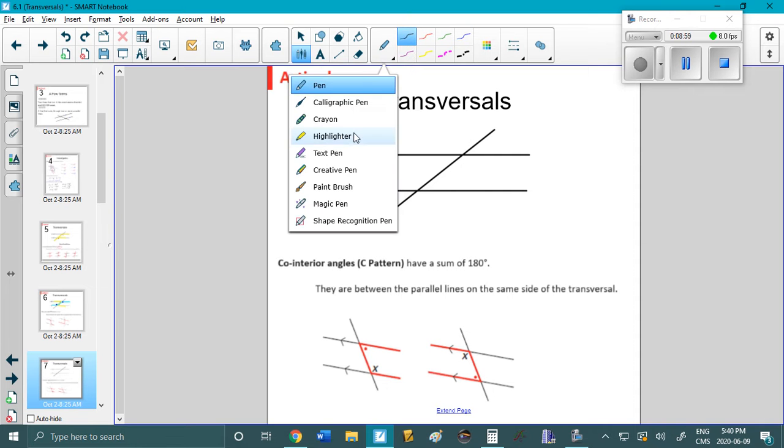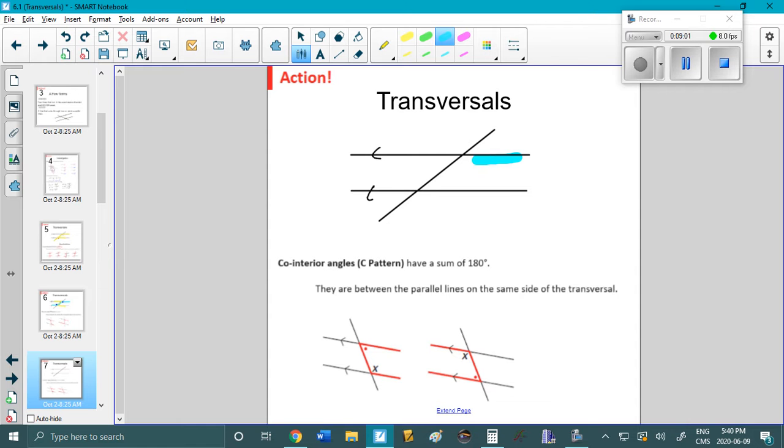Now we've got co-interior angles. You probably didn't learn this one in elementary school, but when we have co-interior angles, these two angles have a sum of 180, or dot plus x equals 180 degrees. Okay, and then we have another C going backwards as well. You can see that one down here. So that's a bit different. They add to 180, don't forget that.